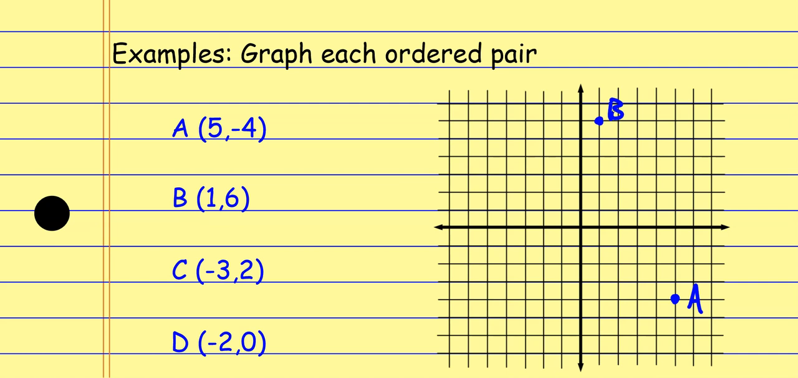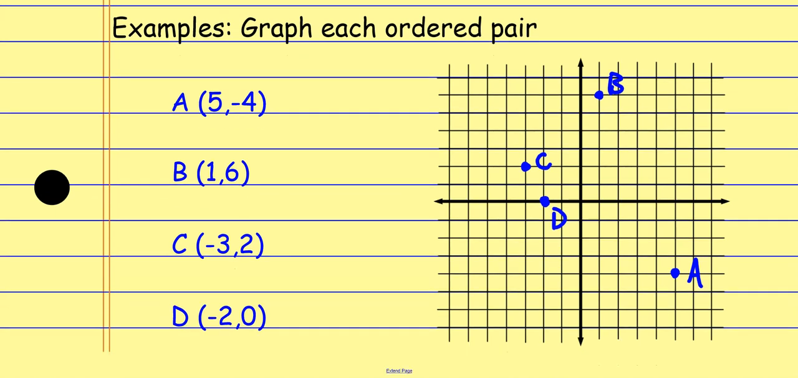The next one, -3, so I count to the left 3. So from the center, 1, 2, 3. And then a positive 2 is up 2, 1, 2. I plot that, that's my C. And then this one, -2, 0, so that's left 2, 1, 2. But then up and down, I don't move because it's a 0, so that's right there. So that's D. And so again, we just have to remember first value is X, second value is Y, and then understand which way do I move, which way is positive, which way is negative, okay?